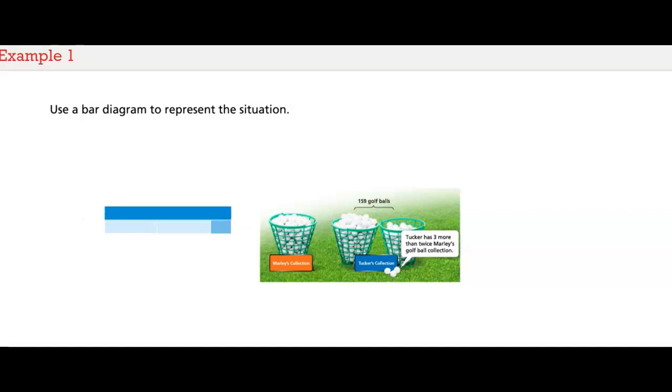The top bar represents Tucker's collection. He has a total of 159 golf balls. The bottom bar represents the relationship between the two collections. We know there are 3 more than twice as many balls in Tucker's collection as in Marley's. How do you represent the number of golf balls in Marley's collection?